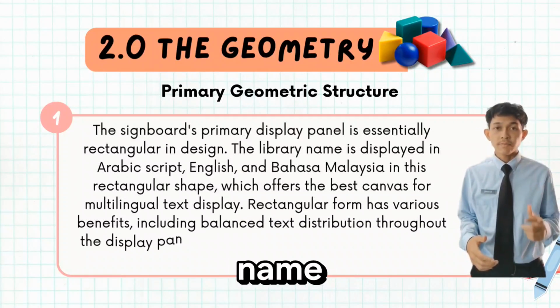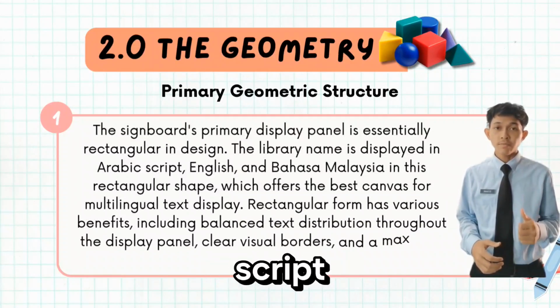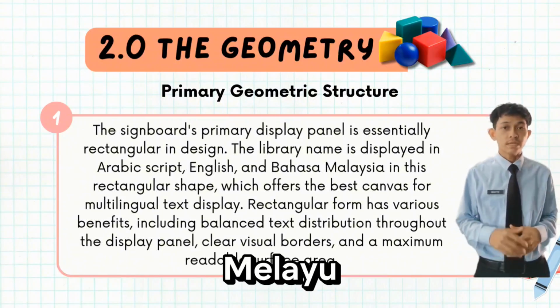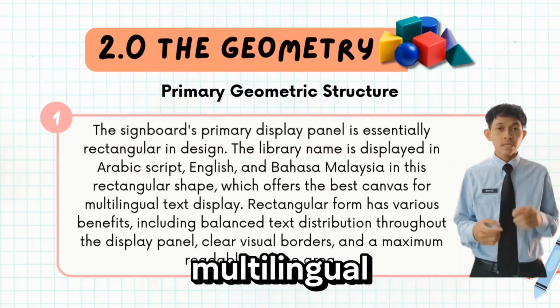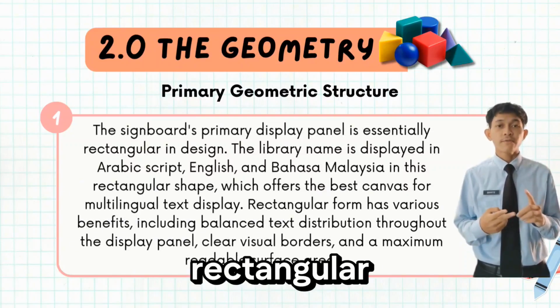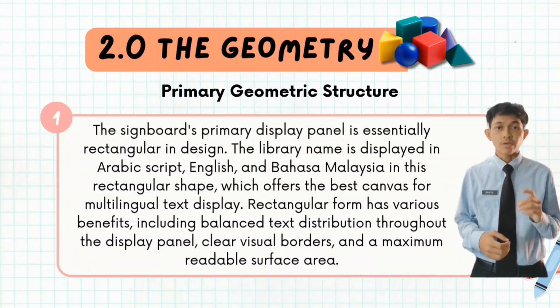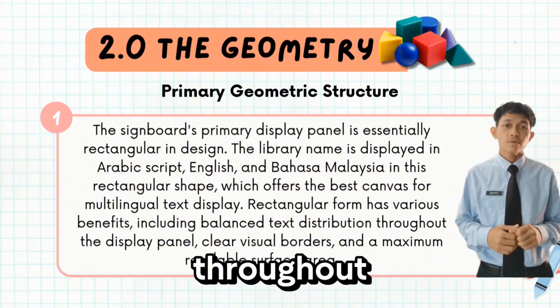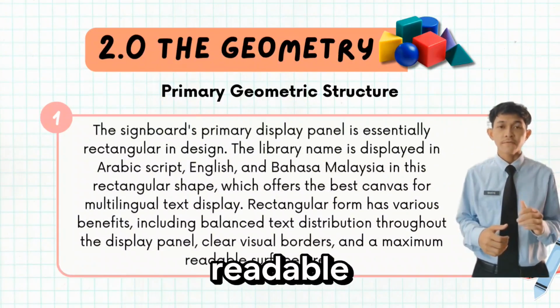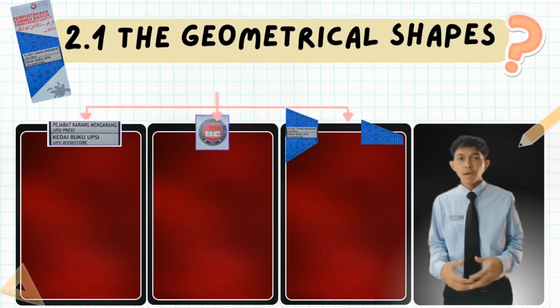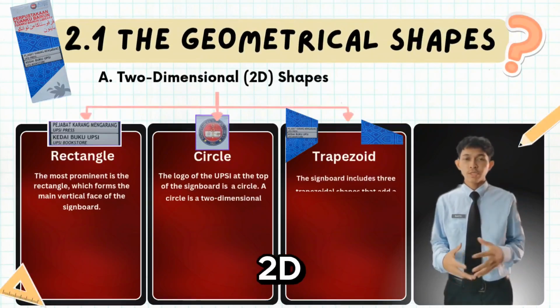The library name is displayed in Arabic script, English and Bahasa Melayu. It is a rectangular shape, which offers the best canvas for multilingual text display. The rectangular form has various benefits, including better text distribution throughout the display panel, clear visual border and a maximum readable surface area. Now let's move on to the 2D geometry shapes.